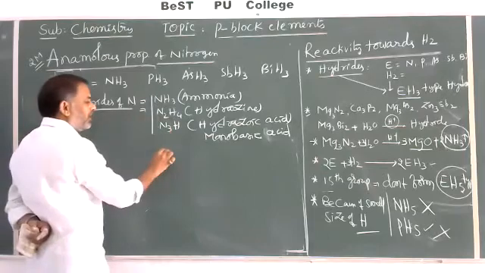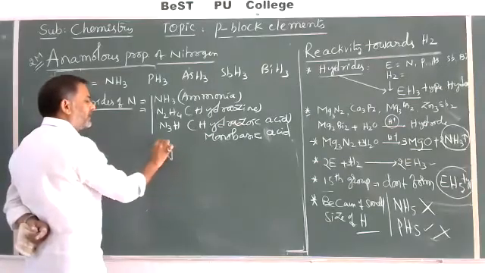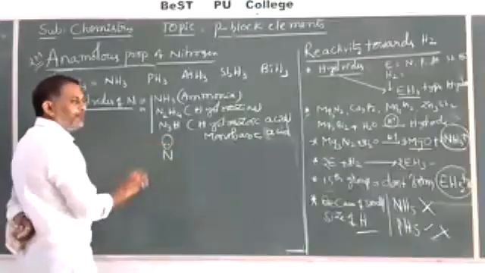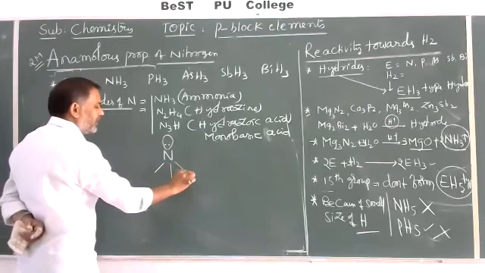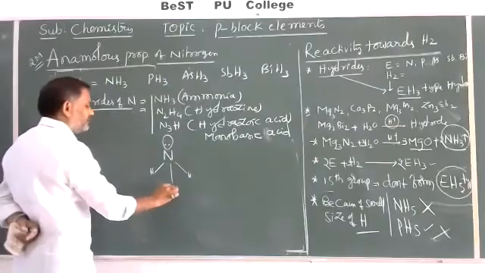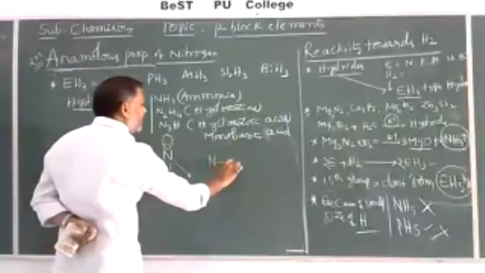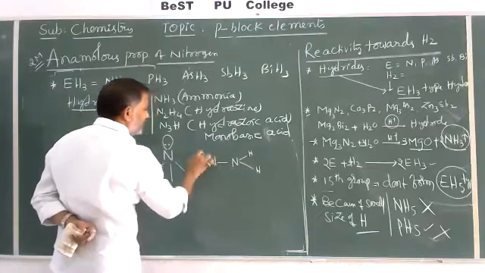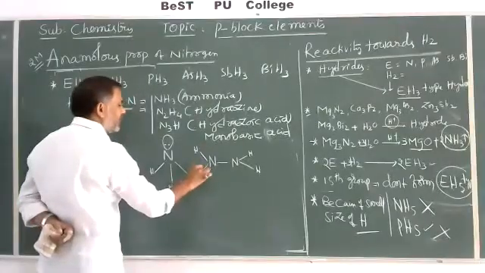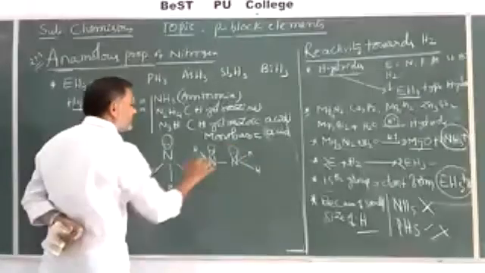Here, ammonia. In this ammonia, around nitrogen, 5 valence electrons are there. Among 5, one is a lone pair, the remaining 3 are bond pairs, like this. This is ammonia. Now hydrazine is N bond N like this. Now here the H and here the H, and here also hydrogen and hydrogen. Here one lone pair and here one lone pair.